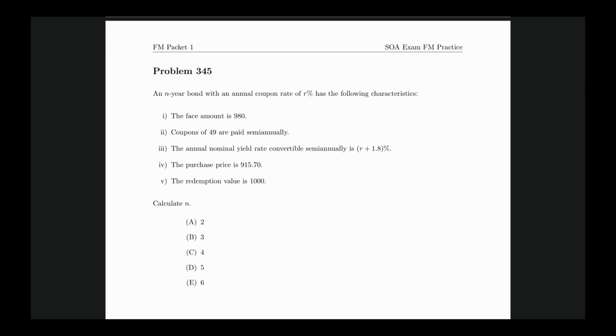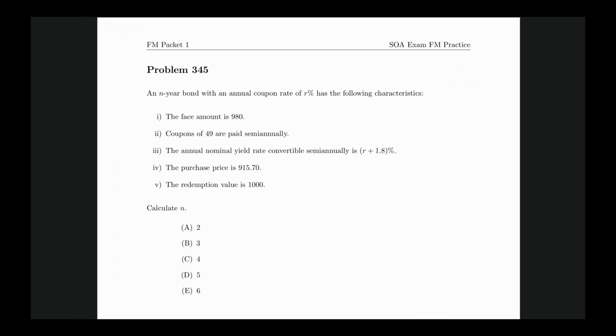So please pause the video, spend 5 minutes, and see if you can figure this out. Okay, so let's talk about the question. This problem is basically about bonds. This is an N-year bond with the annual coupon rate of R%, and it has the following characteristics.